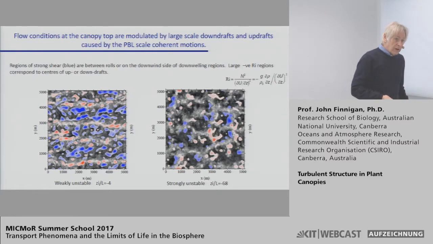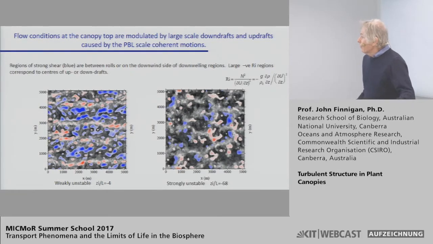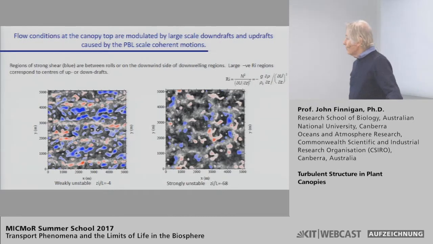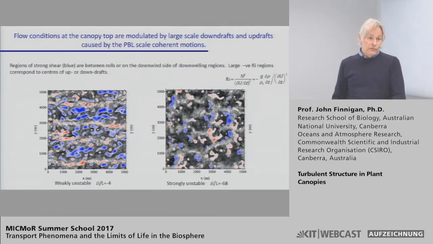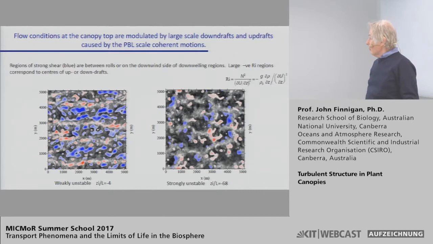What happens down at the top of the canopy? On the left-hand side is canopy top conditions in the weakly unstable case, when things are dominated by rolls. We can see the white and the shaded, light and dark, meaning up and down motion of the mean wind at 6 canopy heights on the left. And then the blue and red regions denote regions of high shear or high negative Richardson number. The same thing on the right-hand side, but now in the strongly unstable case where we've got cells.